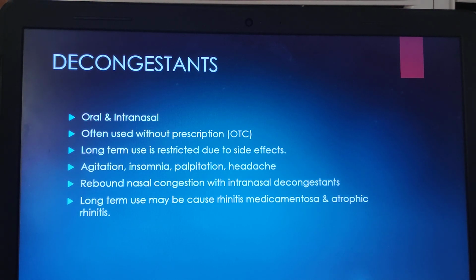The problem with decongestants is that long-term use is restricted due to the side effects. Both oral as well as intranasal decongestants have side effects on long-term use. The oral decongestant can cause agitation, insomnia, palpitation, and headache, whereas intranasal decongestant can cause rebound nasal congestion. They can also cause atrophic rhinitis and even rhinitis medicamentosa on very long-term use. So an important point to note is that neither of these decongestants should be used for a very long time without doctor's advice.